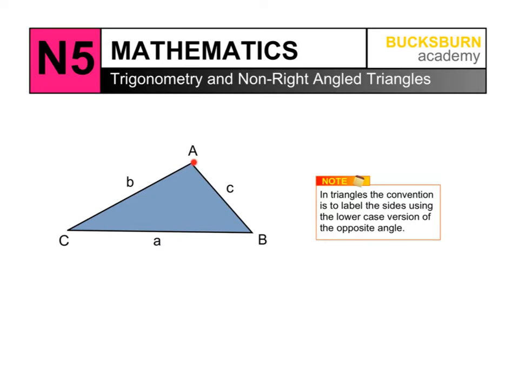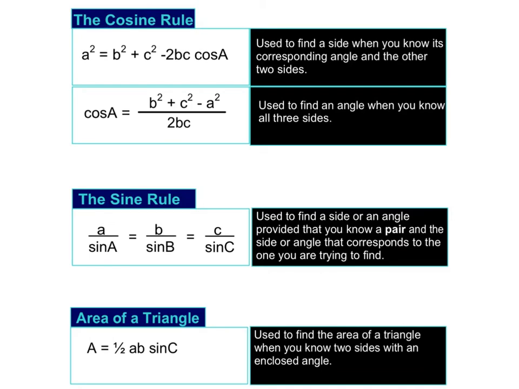If this is point A, this side of the triangle is lowercase a. If this is point B, going straight across the triangle, I've got this side here, lowercase b. And if this is uppercase C, the side directly across from it is lowercase c. We need to know these conventions, and how lowercase and uppercase letters are connected, to help us use the rules.